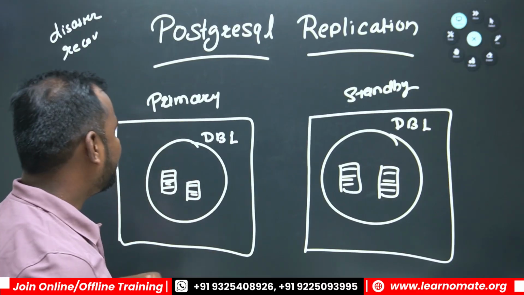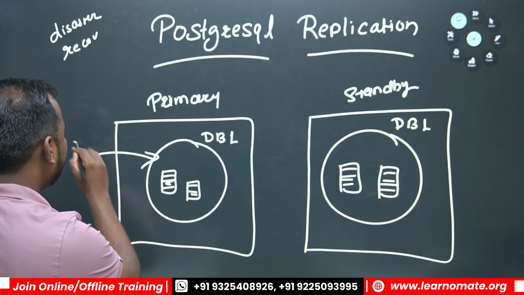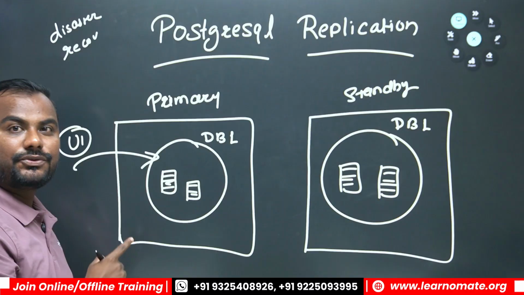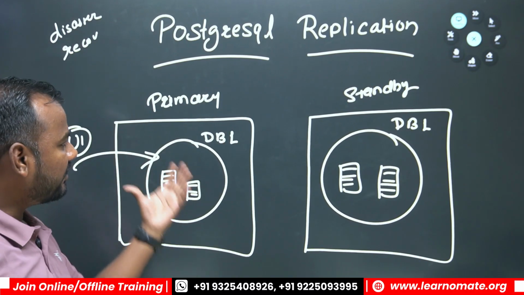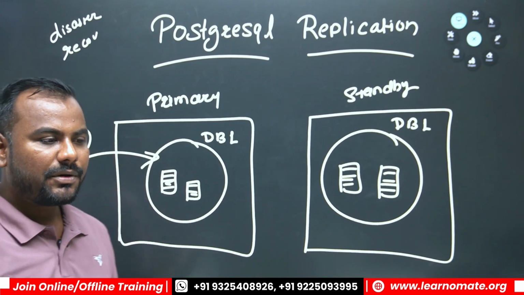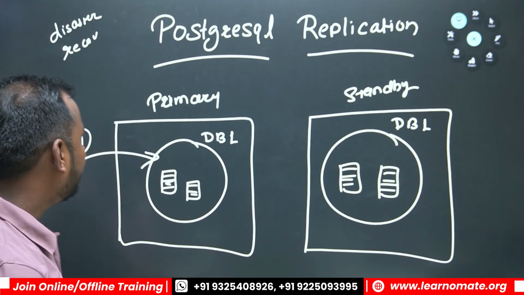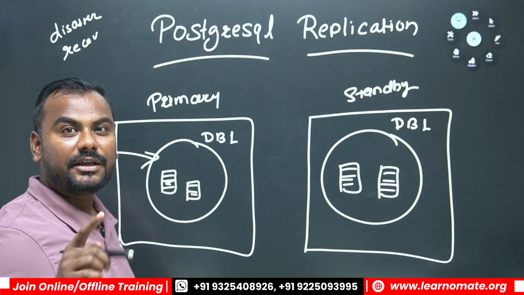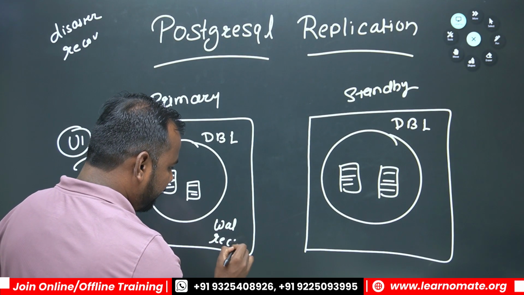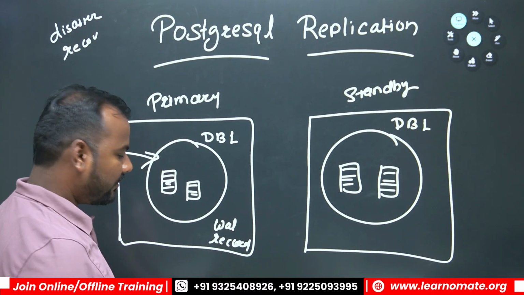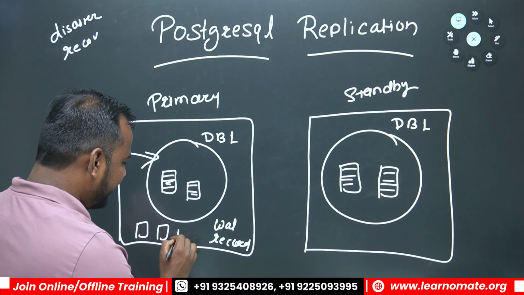So in streaming replication, what will happen? Let's take an example. There is a user 1. He got connected to the primary cluster. Now, whenever you make changes to the database, those changes will be recorded in the form of WAL records. So you will have WAL records getting created over here.